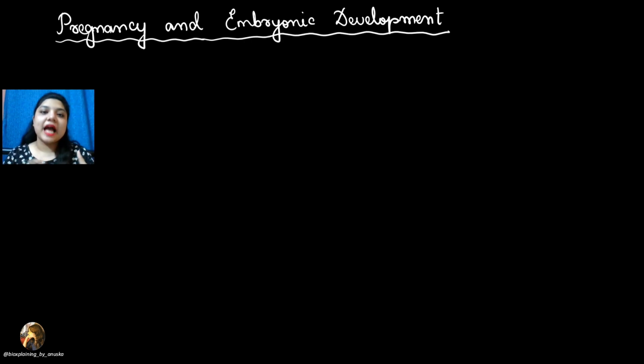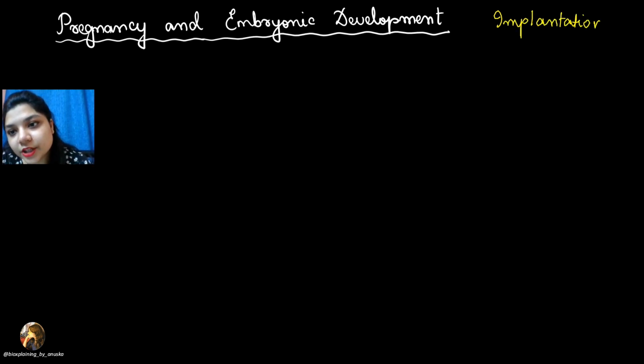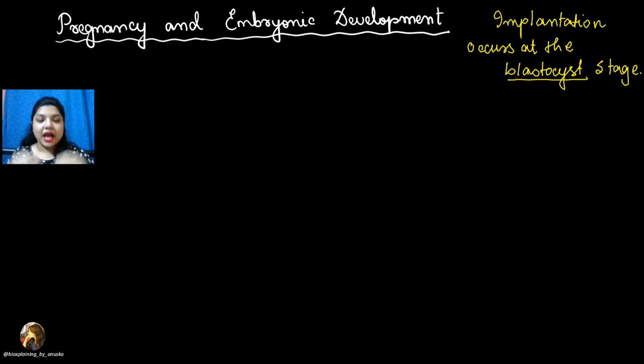So let's begin with the first topic, that is pregnancy and embryonic development. What we have seen in our previous videos is when implantation occurs. It occurs at the stage of the blastocyst, right? So let's keep that as a quick recap point: implantation occurs at the blastocyst stage.